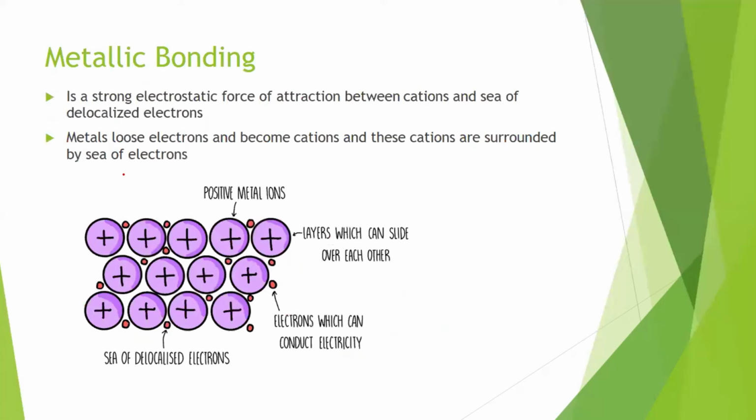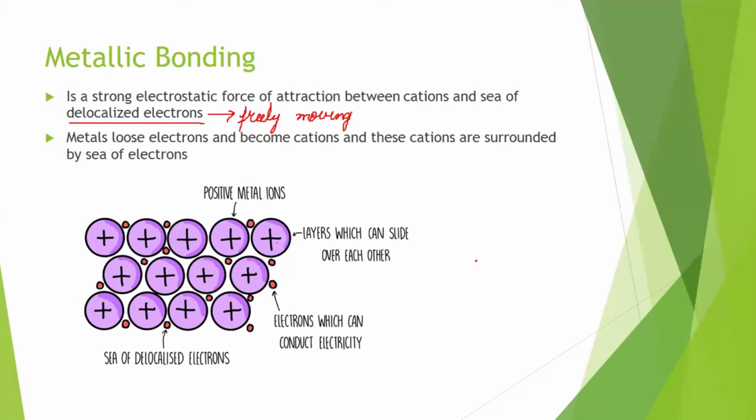Now, this is metallic bonding. What we mean by metallic bonding is a strong electrostatic force of attraction between cations and a sea of delocalized electrons. Why are we calling it delocalized electrons? Because they are freely moving. That is why we call them delocalized electrons.